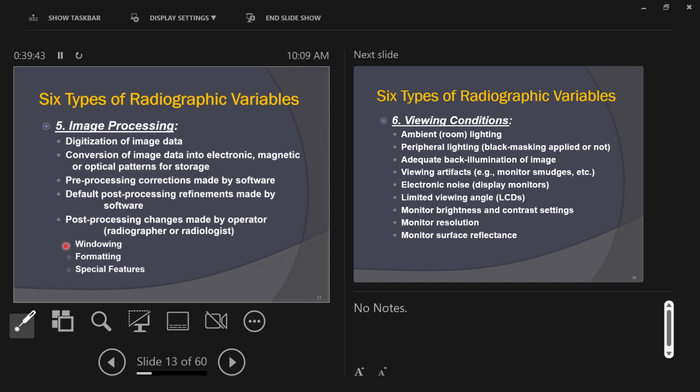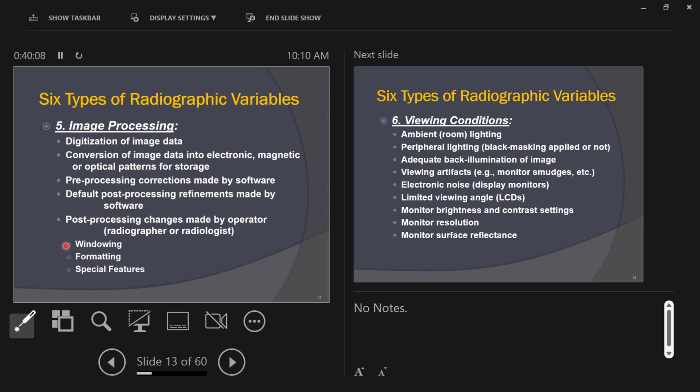Some of you are familiar with the term windowing. If you've been in an X-ray room with an X-ray tech, you probably know it. Have you seen an X-ray tech change the brightness or contrast on an image after it's produced? That's windowing. We call it window level and window width, but we usually shorten it to windowing. Windowing is changing the range.